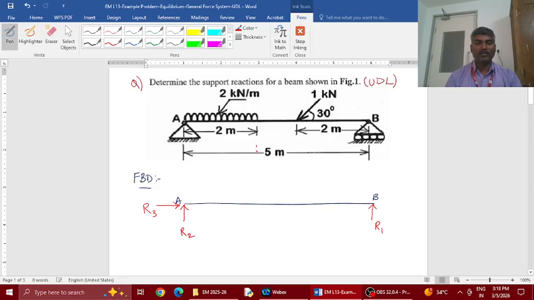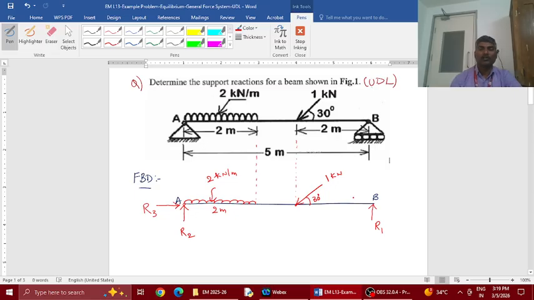And you see there is a UDL acting from here to here. So this is the UDL given, which is 2 kilonewton per meter, equally distributed for 2 meters. And exactly at 1 meter after the end of the UDL, or 2 meters from the right, you have an inclined force of 1 kilonewton, which is at 30 degrees.